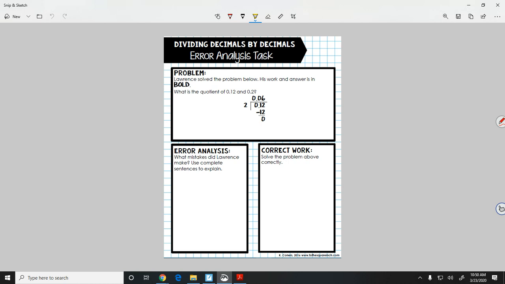So we have to move the decimal to the right in the dividend. What I want you to do is find the error in this problem, and then I want you to do the correct work. So take a minute, pause this video, and solve for it, and then we're going to check your work.